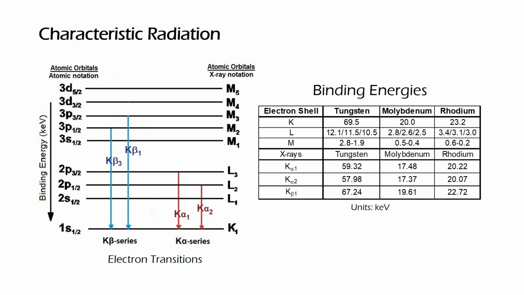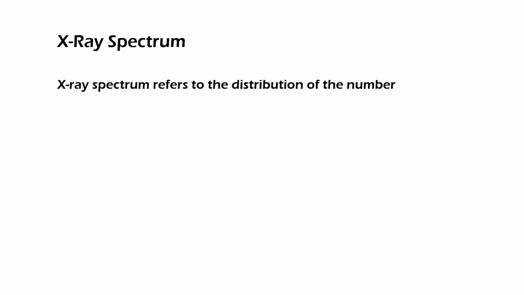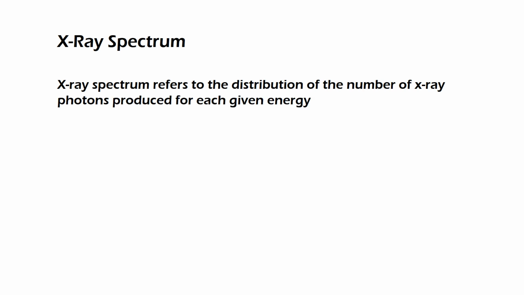Next, let us see how the X-rays produced by the two interactions explained so far, that is, Bremsstrahlung and characteristic radiation, can be represented by an X-ray spectrum. It would be nice and simple if all of the X-rays coming out of an X-ray tube had the same energy, a so-called monoenergetic X-ray beam, but in reality, while discussing Bremsstrahlung, we learned that X-rays coming out of the X-ray tube have different energies from 0 to a maximum energy determined by the applied kV. The X-ray spectrum refers to the distribution of the number of X-ray photons produced for each given energy.